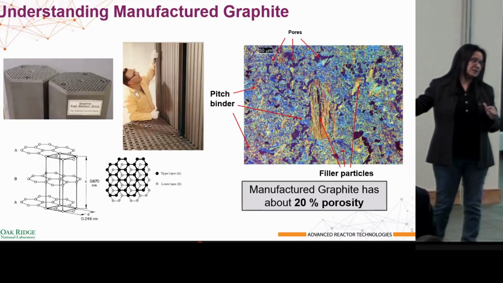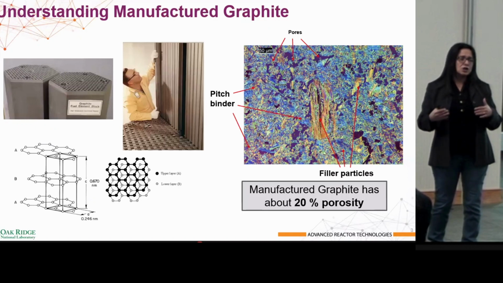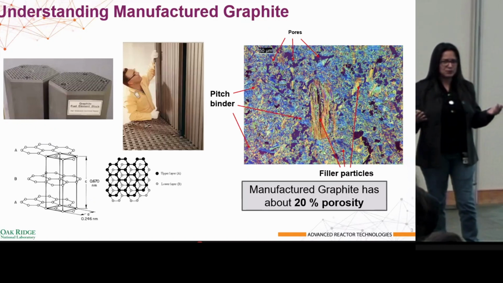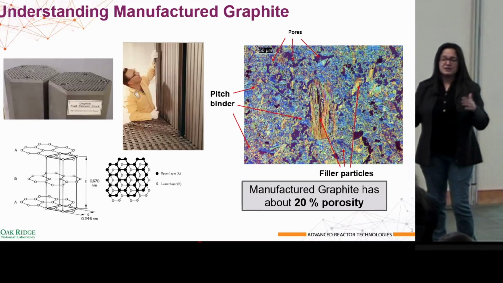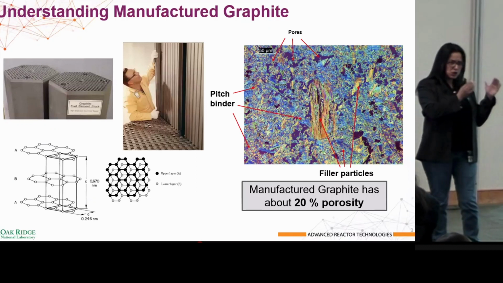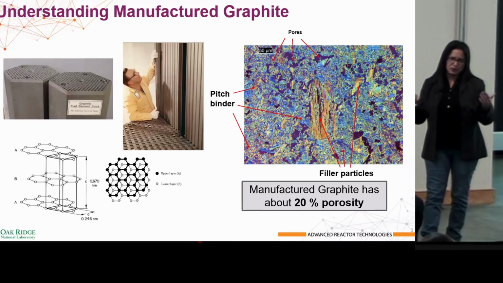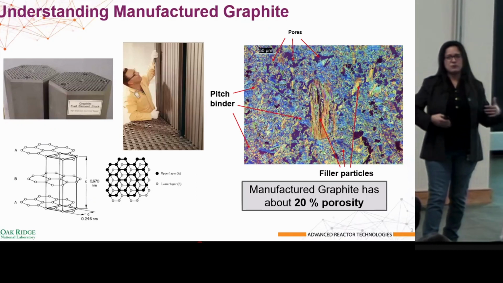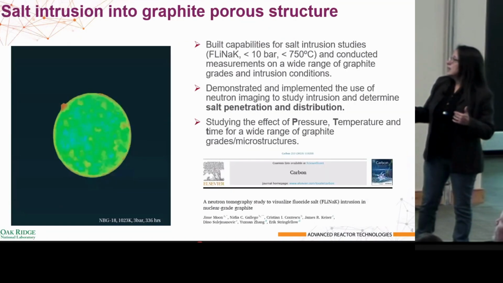That porosity is developed during the manufacturing process, and depending on that manufacturing process, you will have pores that are very different when it comes to shape, size, and connectivity. The shape, size, and connectivity of porosity is going to dictate a lot of the behavior of the graphite, from the irradiation behavior to how the graphite behaves with the molten salt.